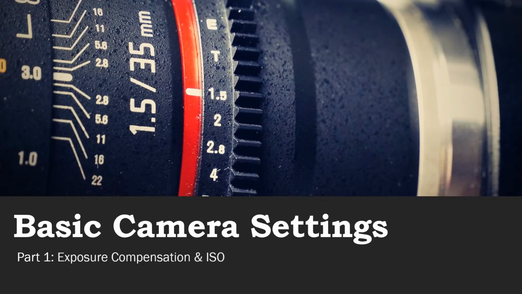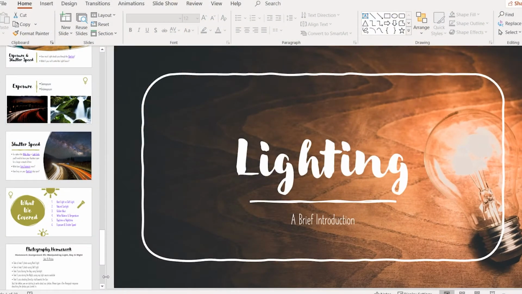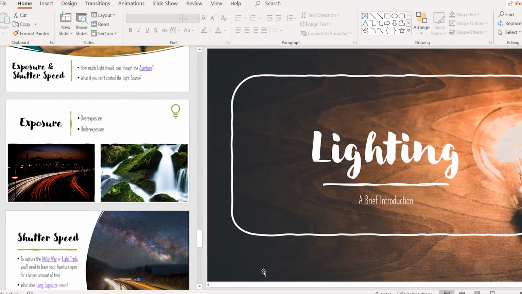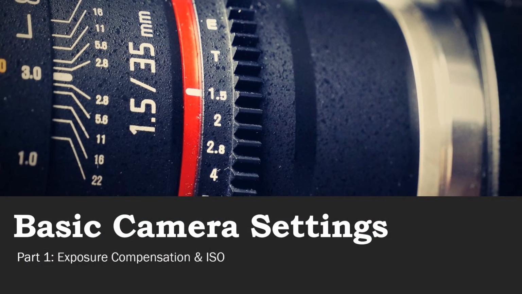Alright, welcome back everybody. This lesson is geared towards an introduction to photography, and in this presentation we're going to cover the basics of camera settings. In the last presentation we went over lighting techniques, and we ended that lesson off by talking about shutter speed and exposure. So let's start from where we left off and talk more about exposure compensation and ISO.